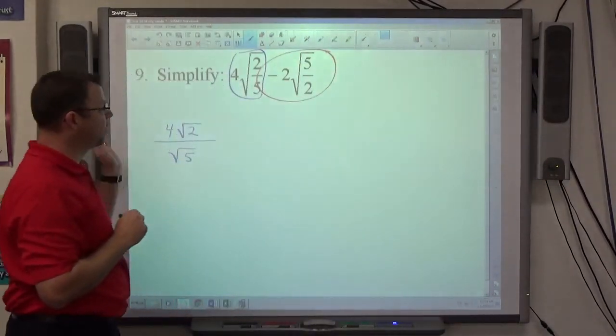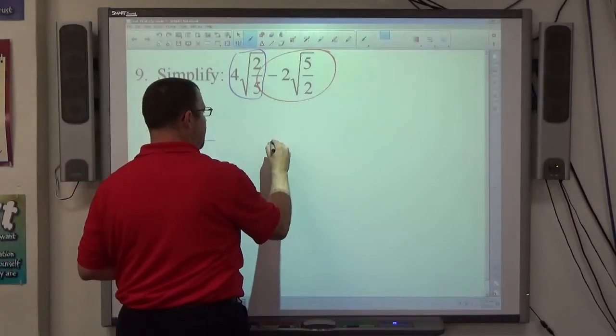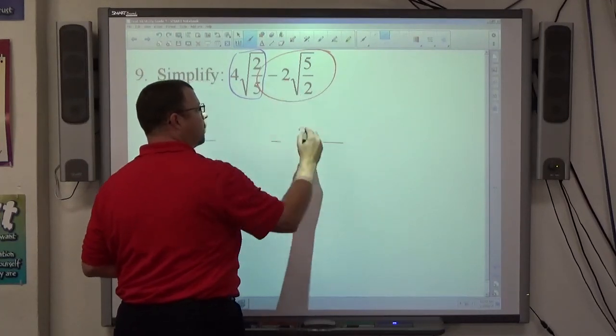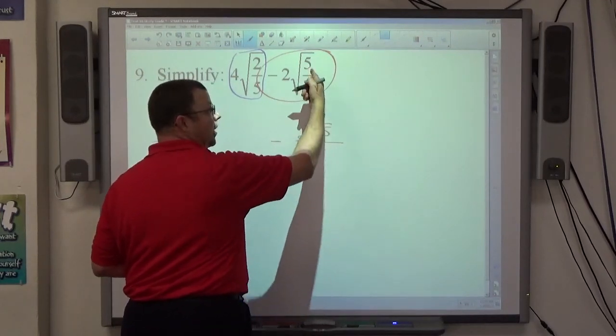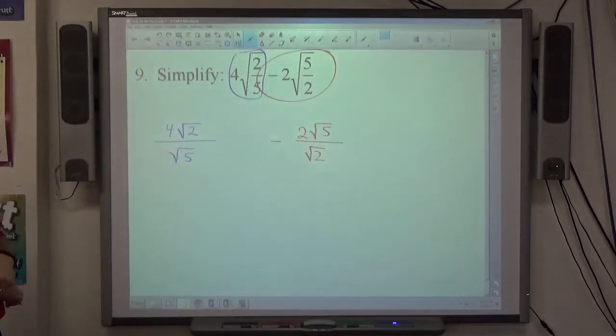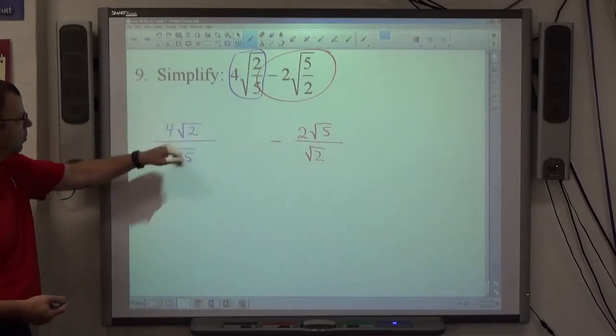The second term is minus 2 square root of 5 halves. So I'm going to do a little space, minus goes with this term. 2 is in the numerator because it's a whole number. Square root of 5 belongs in the numerator because it is. Square root of 2 belongs in the denominator because it is. So again, separating those radicals, that's priority 1. Get the problem simpler in that manner. You don't want square roots of a fraction, you want square roots of whole numbers, just one on top, one on bottom.